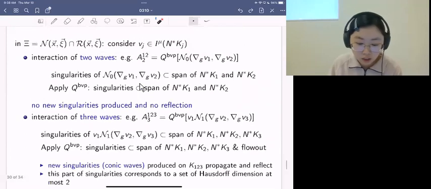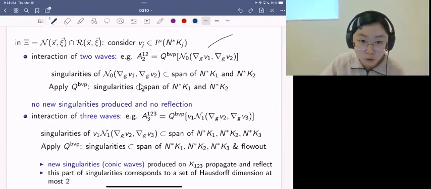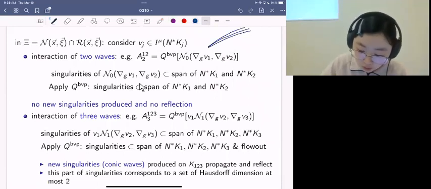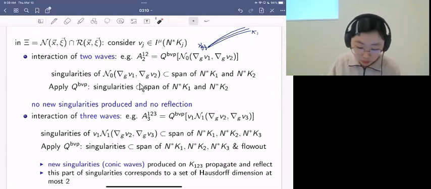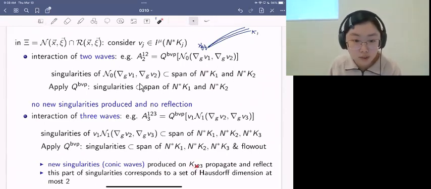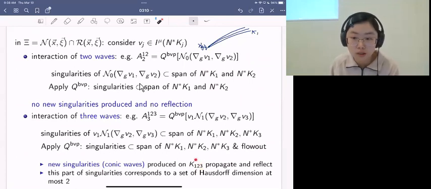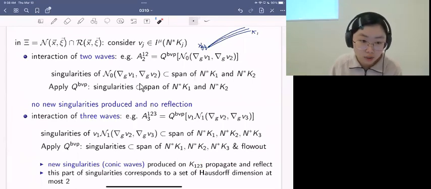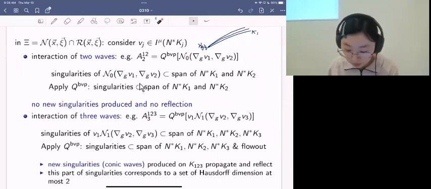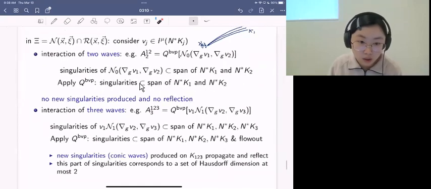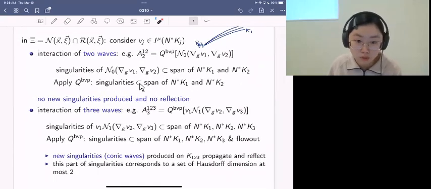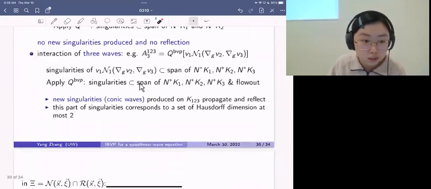So here Kj is a smooth manifold, which is a small neighborhood of the null geodesics gamma xj psi j. So there are new singularities produced on the intersection of K1, K2, K3. This is a one-dimensional submanifold, and these new singularities will propagate and reflect on the boundary. But it turns out this part of singularities corresponds to a set of Hausdorff dimension at most 2.